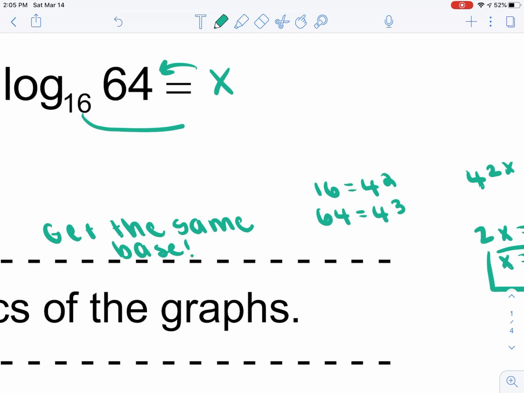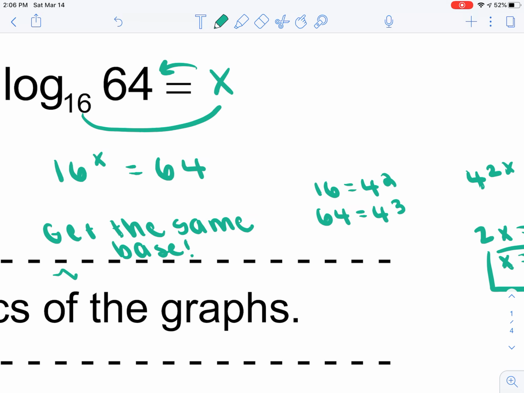If you do the circle of life, you're going to see that 16 to the x power equals 64. Now, this is really tricky because I'm thinking 16 to the first power is 16, but 16 to the second power is way too large. So I know that this number is between 1 and 2, but how would I get that number?